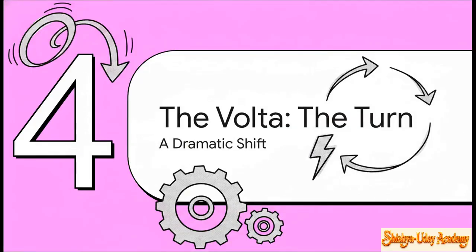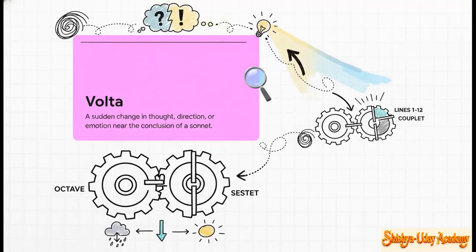Part 4. The Volta, the turn. Okay, so the crucial point of any sonnet, the absolute most important moving part of the entire machine, is something called the volta. A volta is a sudden change in thought, direction, or emotion near the conclusion of the poem. It's often just referred to as the turn. I want you to imagine the volta as a literal physical hinge built right into the center of the device. In a Petrarchan sonnet, this hinge is perfectly located right between the 8-line octave and the 6-line sestet. In a Shakespearean sonnet, it usually happens a bit later, right before that final 2-line couplet.